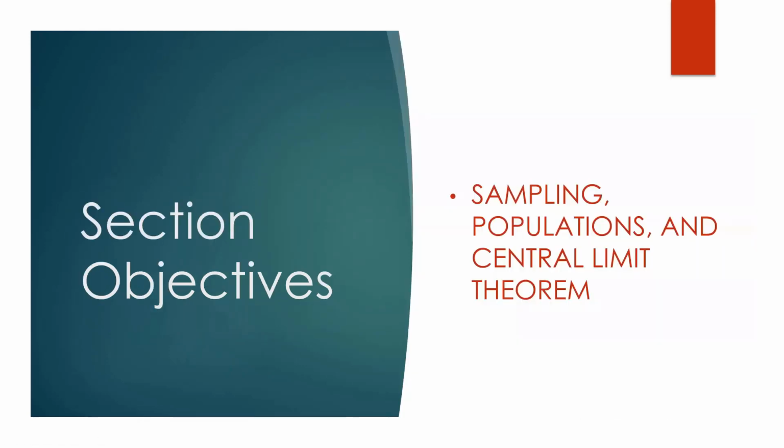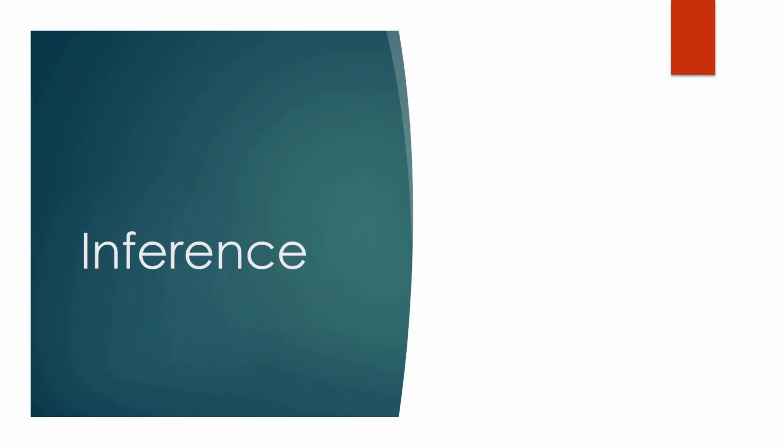We're going to talk about sampling and populations. Remember, these were terms we brought up back in week 1 in the introduction section. And so we're going to cover those again in more detail, and then we're going to wrap up with something called central limit theorem. So let's get into inference and this idea of sampling and population.